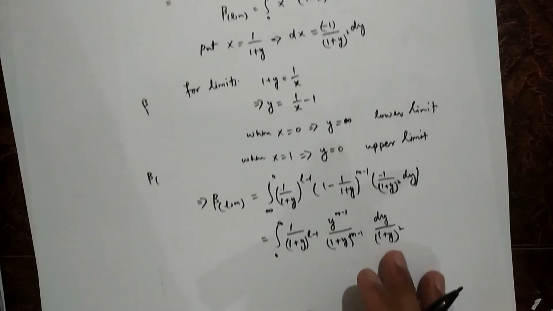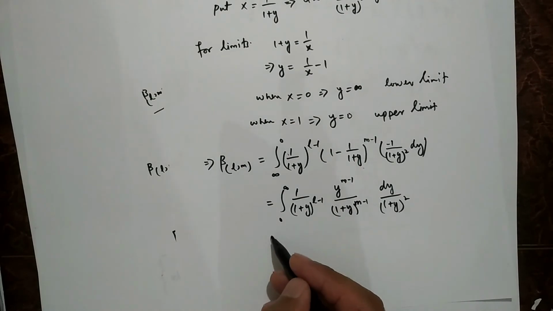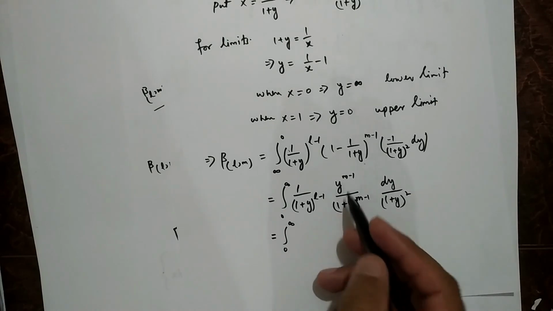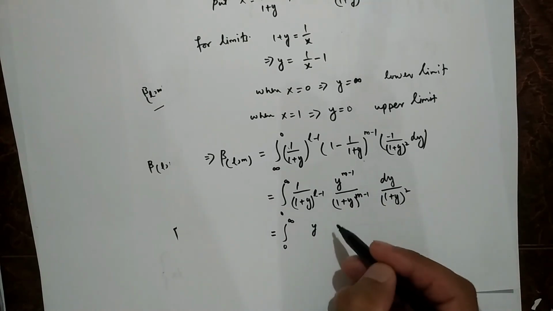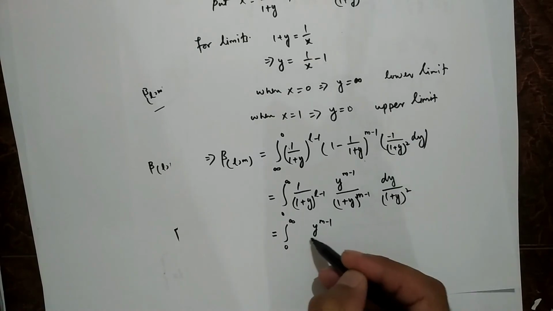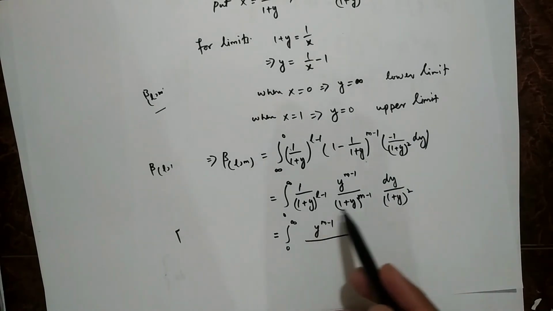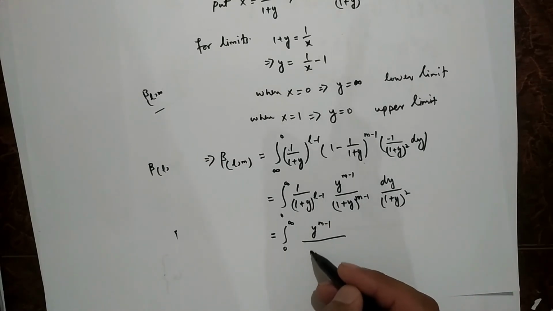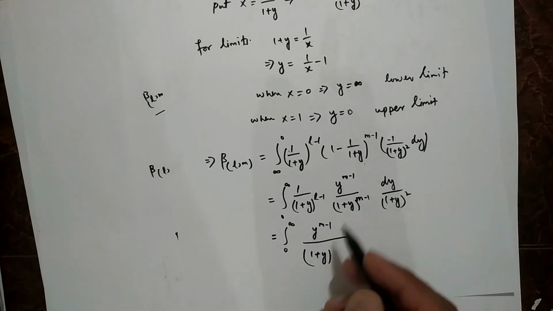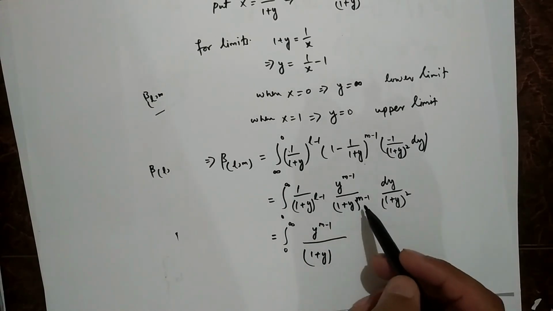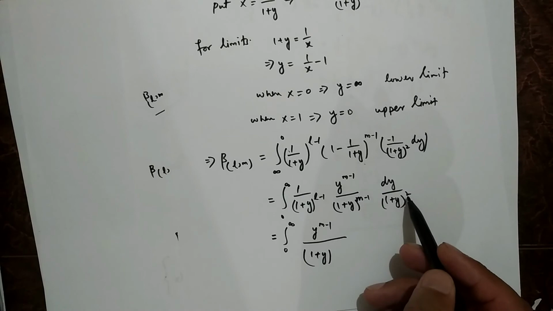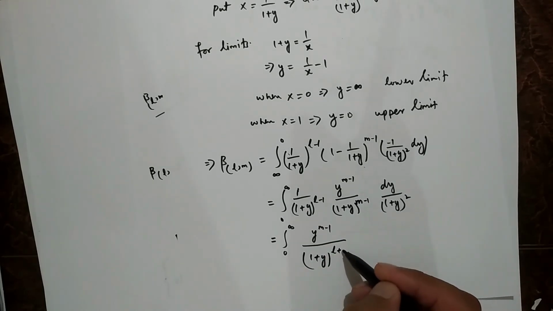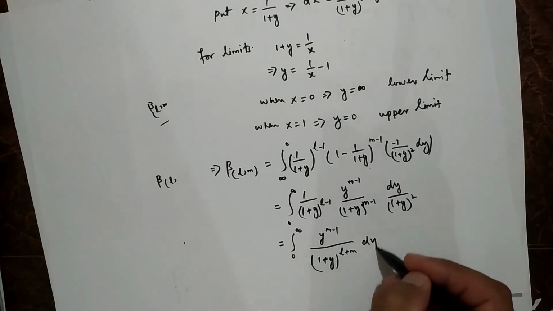Now this will be equal to integral from 0 to infinity y to the power, here in the numerator we have m minus 1, divided by 1 plus y, 1 plus y, 1 plus y. So all these powers will be added to 1 plus y whole to the power l minus 1 plus m minus 1 plus 2. So this 2 will cancel with this minus 1 and minus 1. So we will be left only with l plus m and dy.